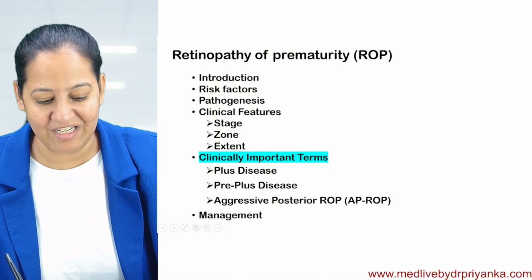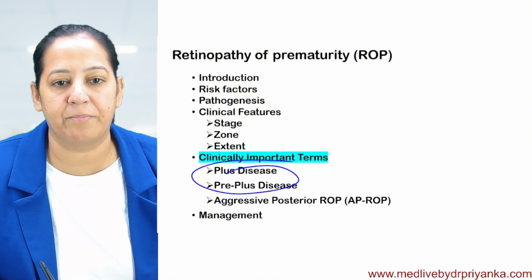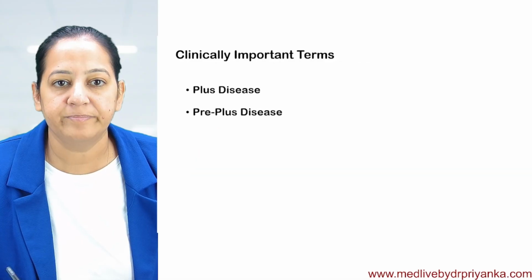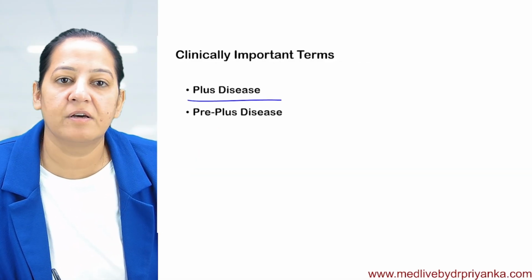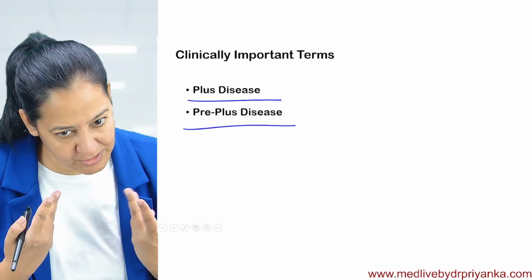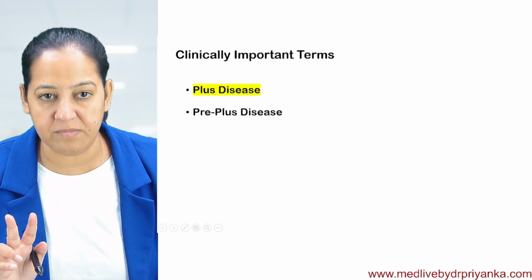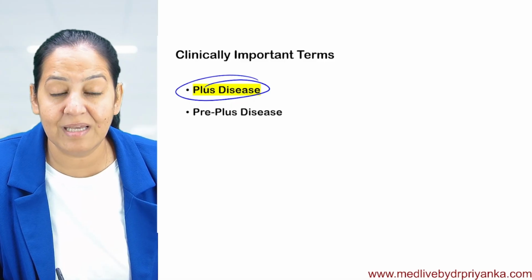Now for extent, we are using 2 terms, plus disease and pre-plus disease. In the extent only, there are 2 important terms you have to understand. One is plus disease, one is pre-plus, which is without plus. Understand these 2 terms. What is plus disease?